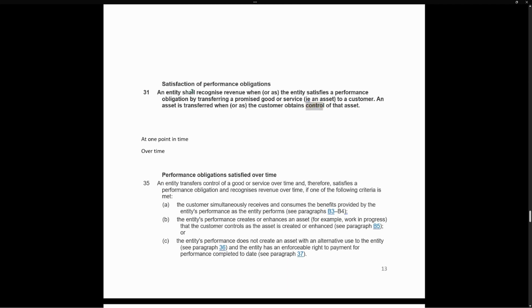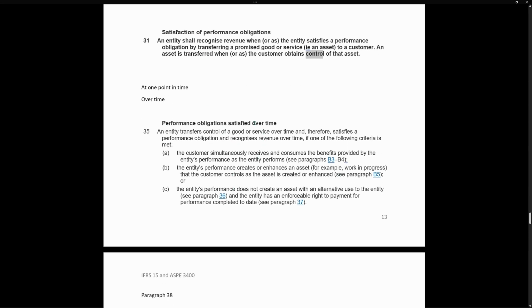The satisfaction of performance obligation can be at one point in time or it can be over time. So here's the definition of over time: when one of the following criteria is met.